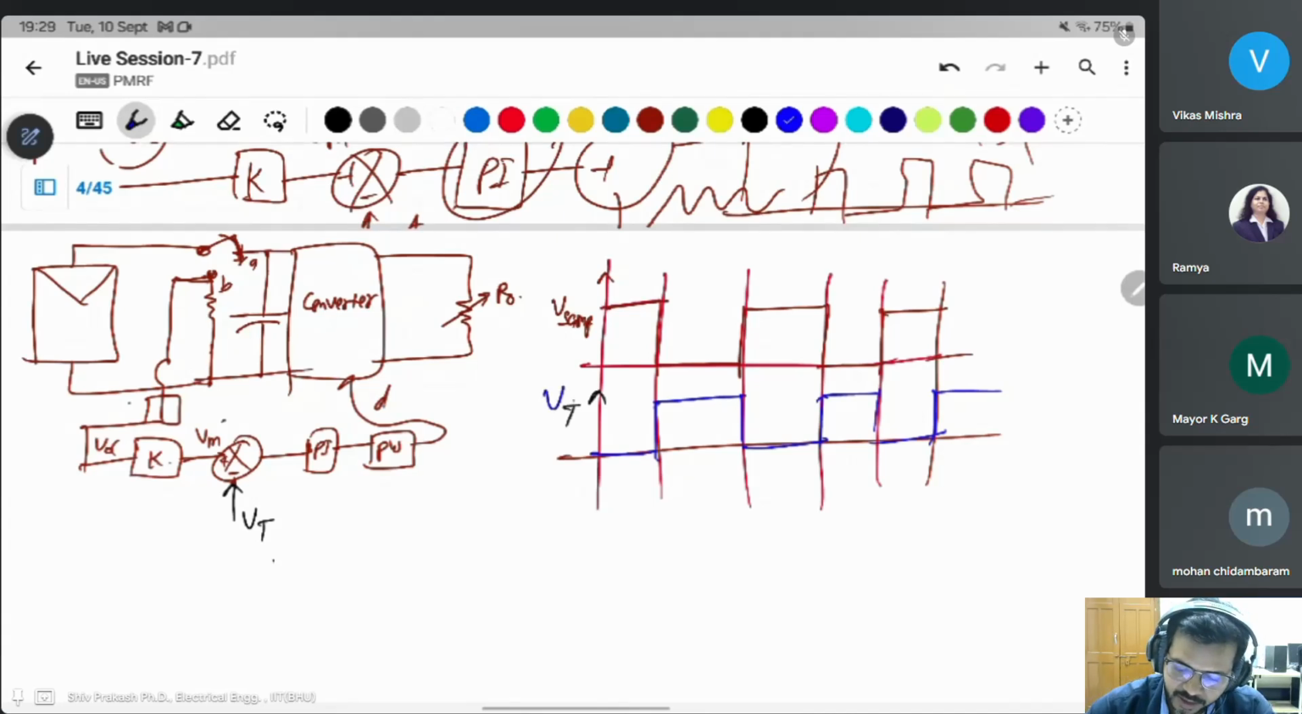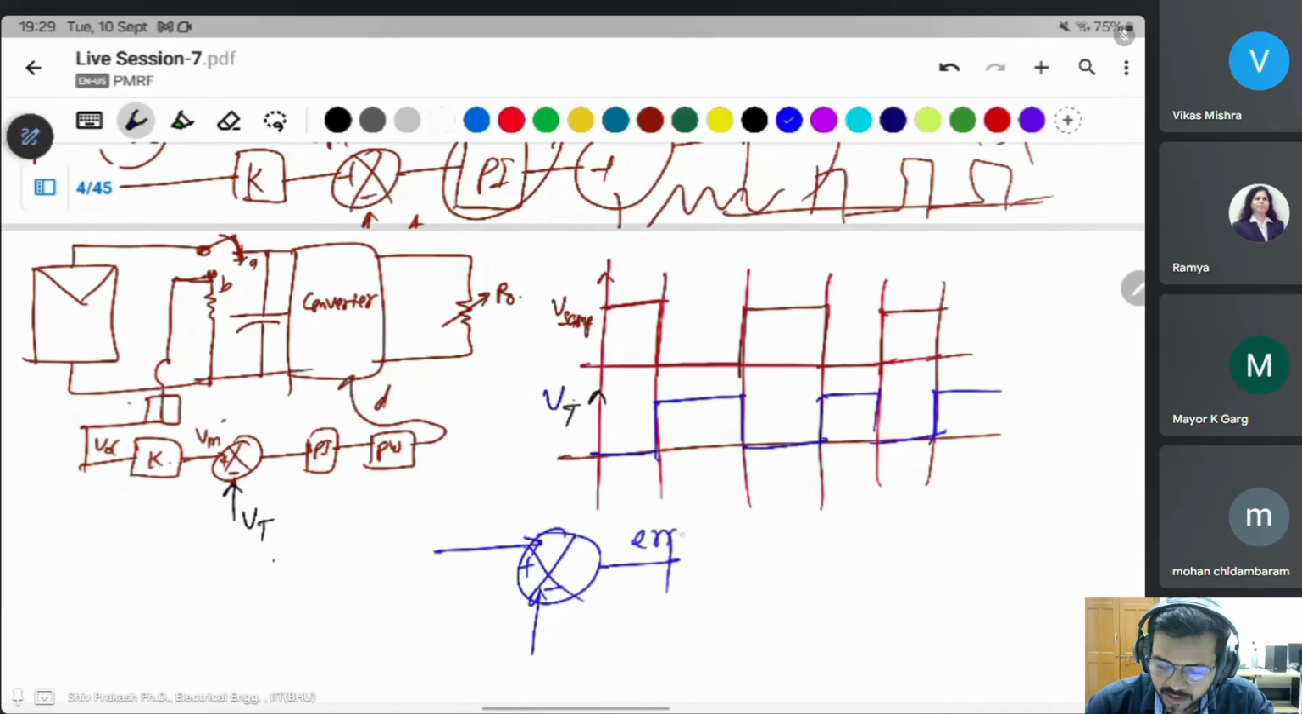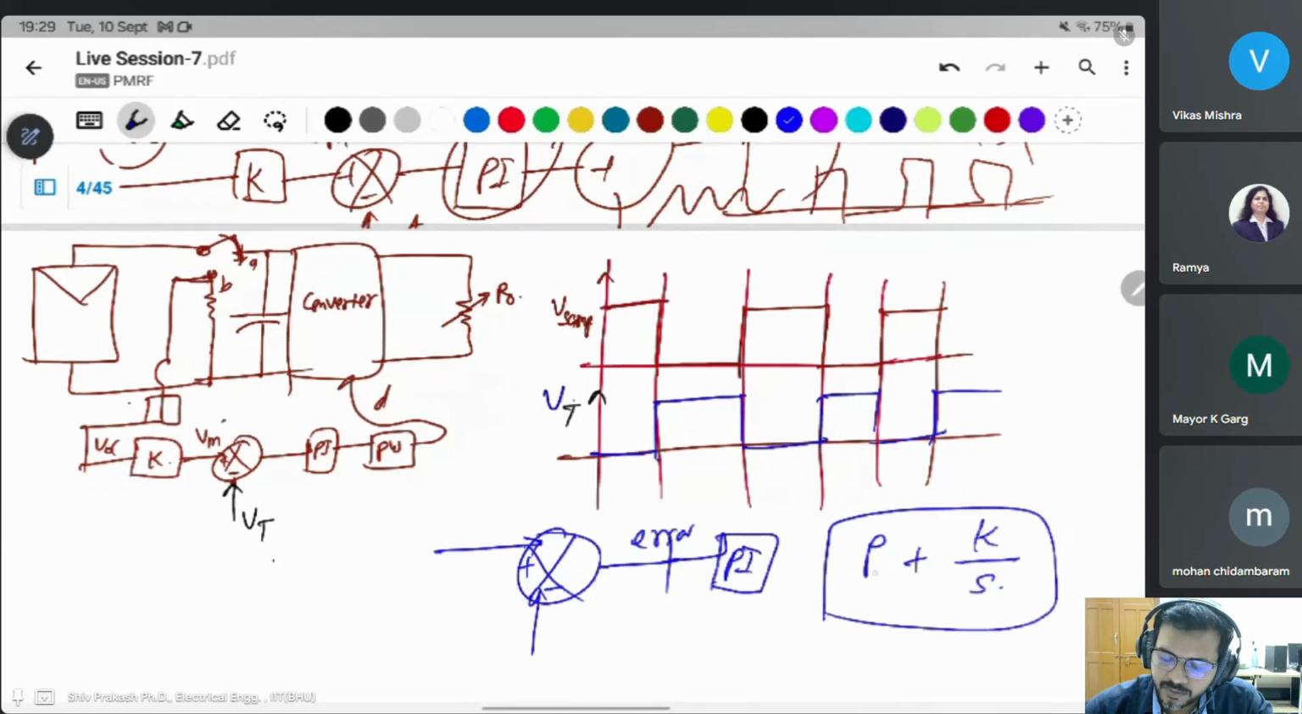This is the VT signal. Then how can you track this with a PI controller? This is a difficult thing. A PI controller tracks a reference value, the unknown reference value, like the sensed voltage value. Then this is the error. The error can be minimized by using a PI controller. The PI controller has KP and KI.